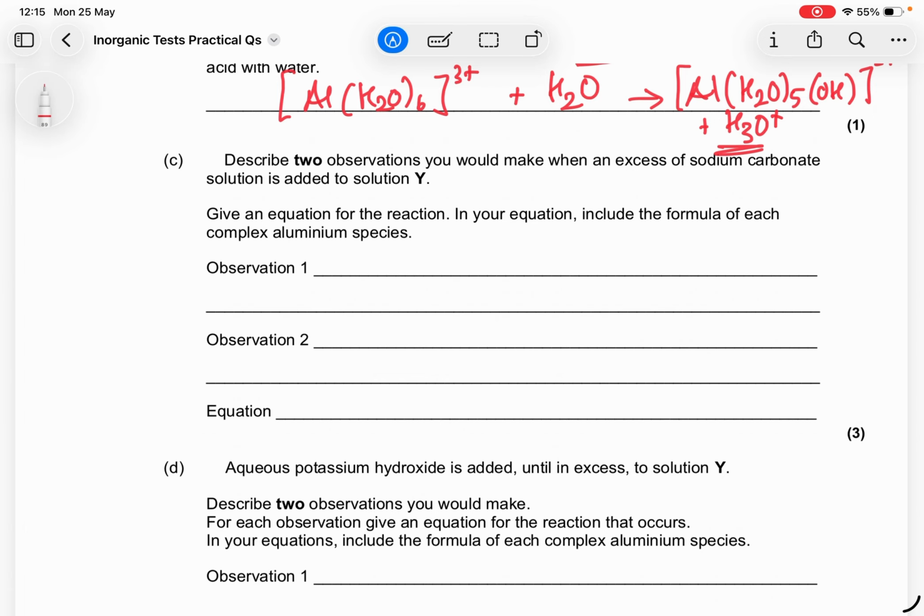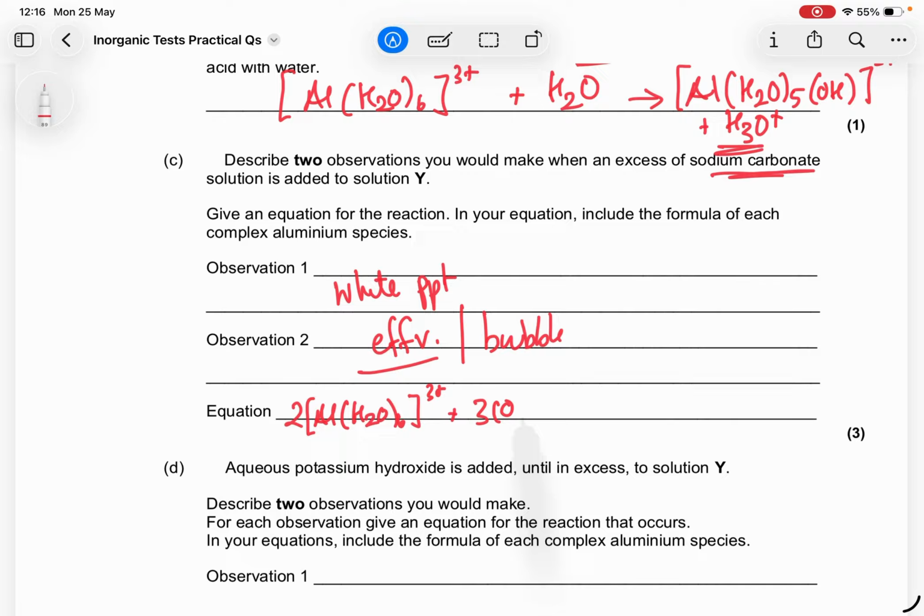Two observations when sodium carbonate is added: the two observations will be white precipitate and effervescence, or bubbling. Don't abbreviate like I'm doing. And the equation, you should just remember it. You need 2 of the 3 plus ion and 3 carbonates.